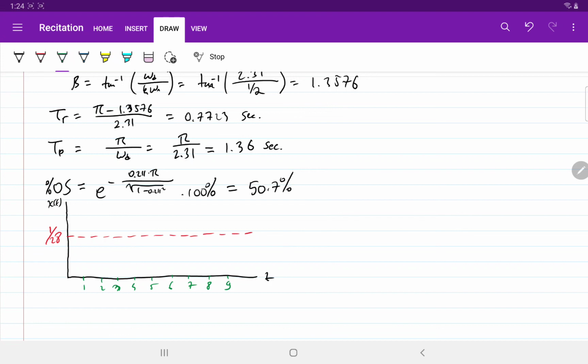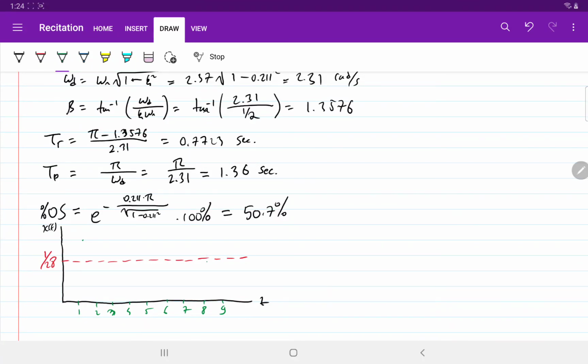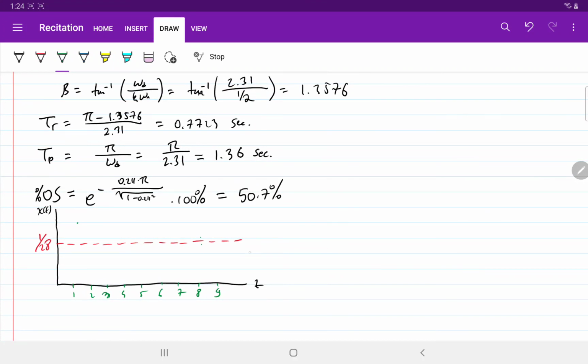So at 1.36 seconds, it will reach the maximum overshoot, which is around 50%. So let's say it's around here. It's pretty quick. The settling time is 8 seconds, so it will settle within plus or minus 2% at t equals 8 seconds. Alright, so let's sketch it starting from 0. We know that the rise time is pretty fast, like 0.77, so it will rise very quickly and then will oscillate with the same frequency.